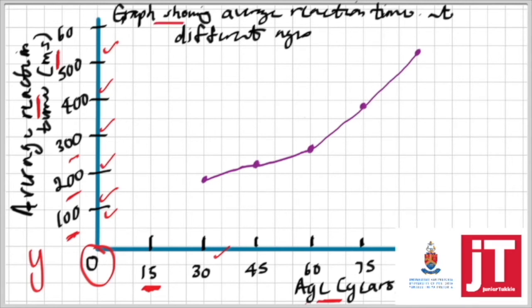Your graph heading is a graph showing average reaction time at different ages, and that graph heading tells you what you're going to get in your graph. Make sure your plotting points are very, very clear, and you use a ruler when you are drawing the plotting points. If the scales are correct and your plotting points are correct, then the shape of the graph is correct. So this is how your graph should look.